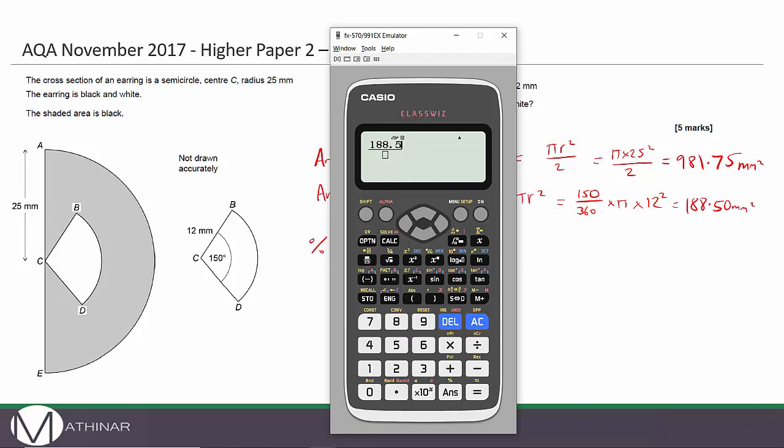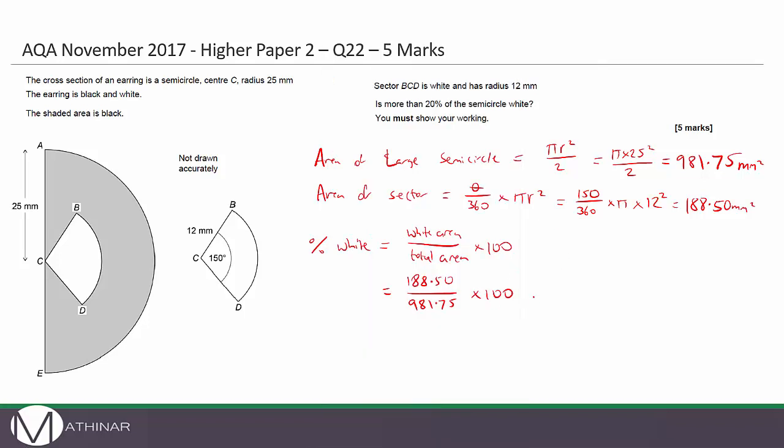So 188.5 divided by 981.75 times 100. This is 19.20%. So 19.20% of the earring is white. So the answer to my question, is more than 20% of the semicircle white? No. And my working out backs that up.